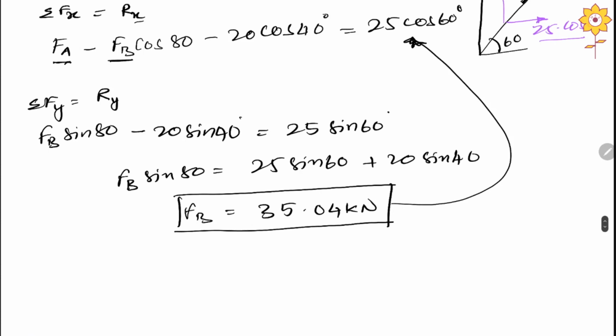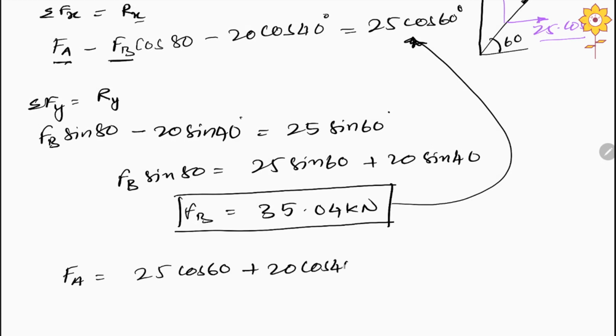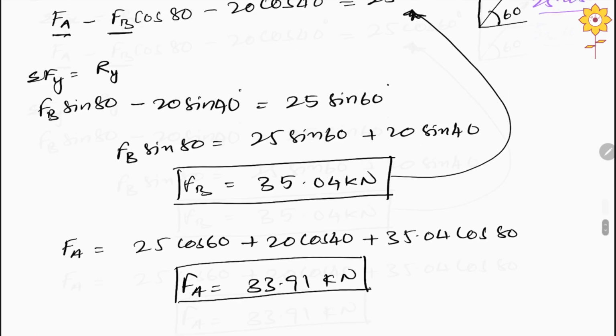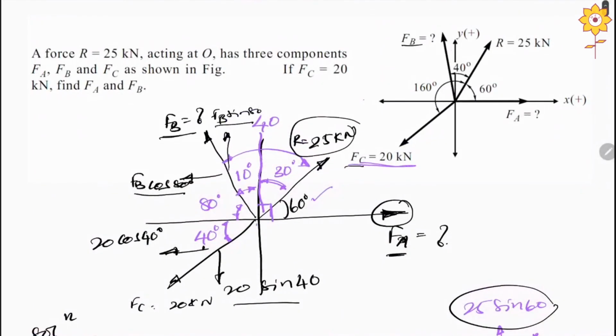Now FA will be equal to, since it is on the left hand side, I'll just move it to the right hand side, 25 cos 60 plus 20 cos 40 plus FB cos 80. FB is nothing but 35.04, so cos 80. If you put it in the calculator, you will get FA equal to 33.91 kilonewton. So now I hope you understood this problem. Given the resultant, we can try to find other forces as well.